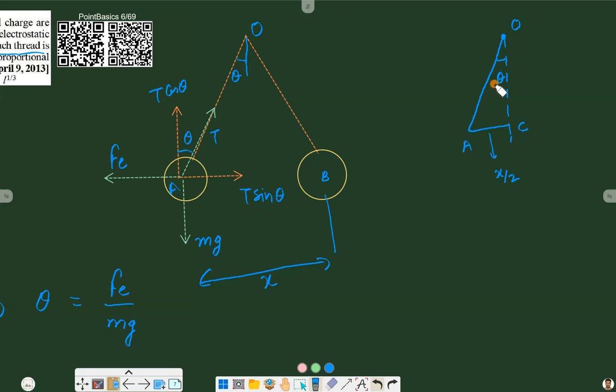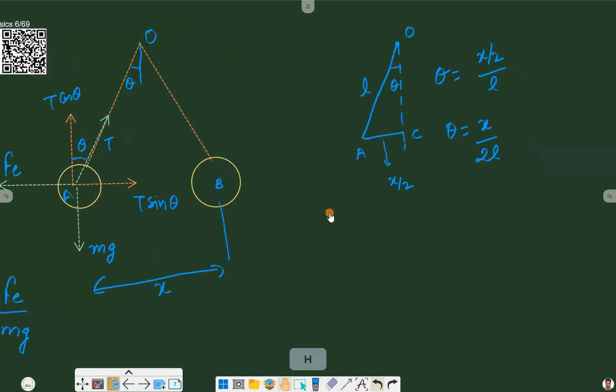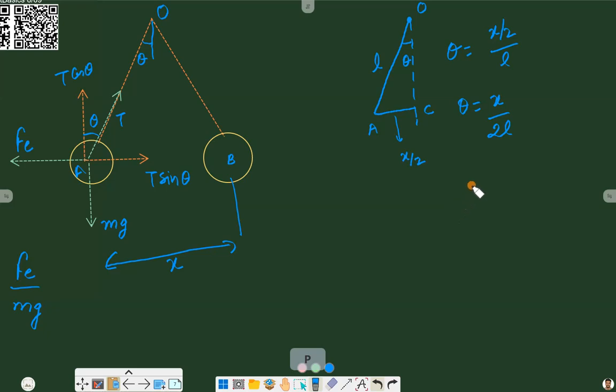Now using the small angle approximation, we know that theta is equal to arc upon radius, and the radius is the length of this thread, that is L. So theta will be the arc, that is x by 2, divided by L. So theta is equal to x by 2L. Or if you want to use the whole diagram, we can draw it like this: this is O, this is A, this is B, and this is x. This will be 2 theta, and this will be L. From this, 2 theta will be x by L, and theta will be x by 2L.